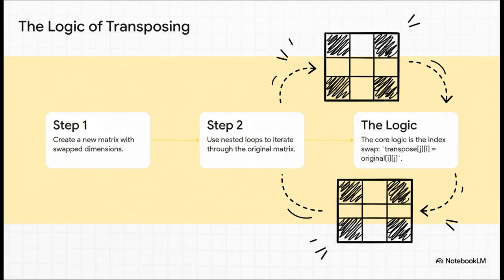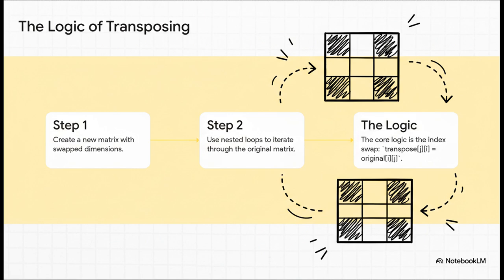And the secret sauce, the entire trick to making this work in code, is this one simple index swap. As our nested loops are chugging along, visiting the original matrix at position ij, we just tell the computer to put that value into our new matrix at position ji. We're just flipping the row and column numbers. That one little flip in the code is what does the entire operation.